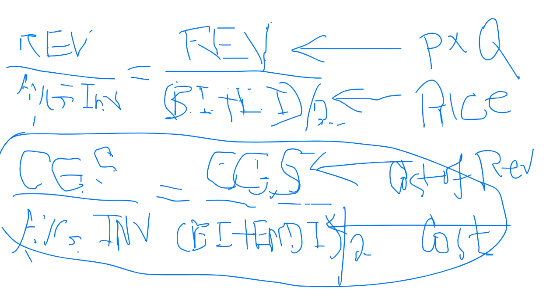So that's what inventory turnover means. The inventory turnover ratio basically means how many times the inventory replaced itself, right? So the higher the number, what does that mean? The higher the number, the better it is, right?